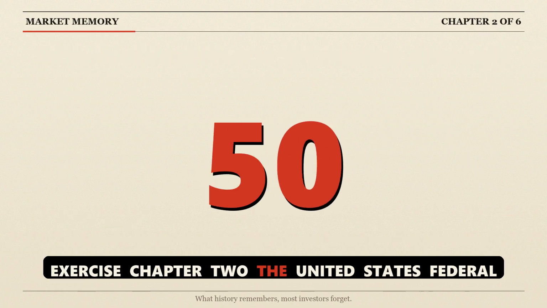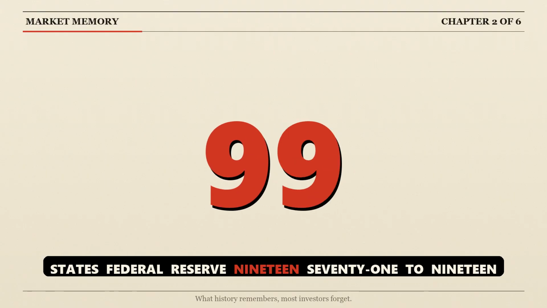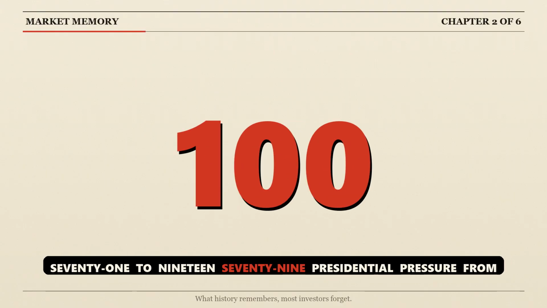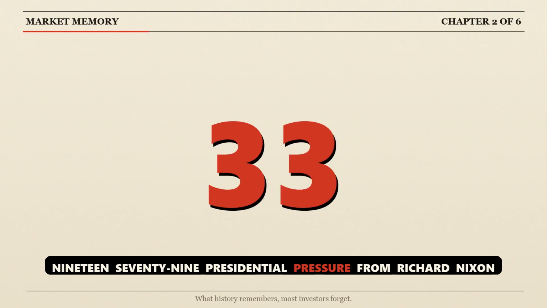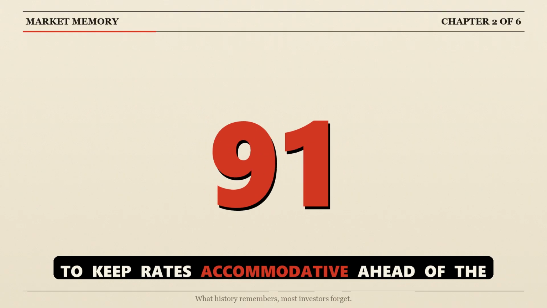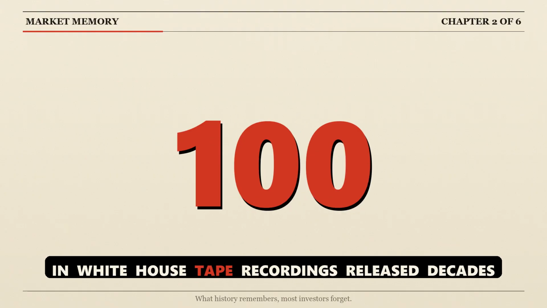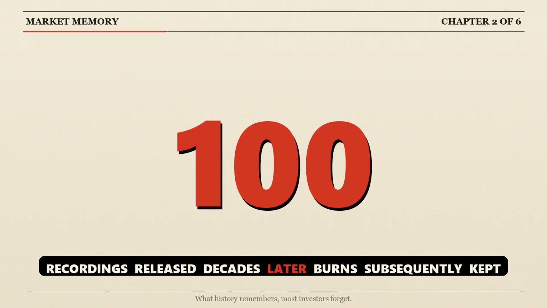Chapter 2. The United States Federal Reserve. 1971 to 1979. Presidential pressure from Richard Nixon on Federal Reserve Chairman Arthur Burns to keep rates accommodative ahead of the 1972 election has been documented in White House tape recordings released decades later.